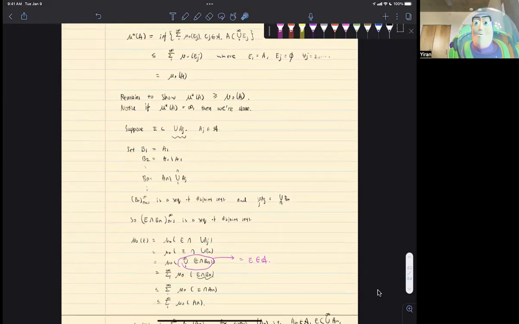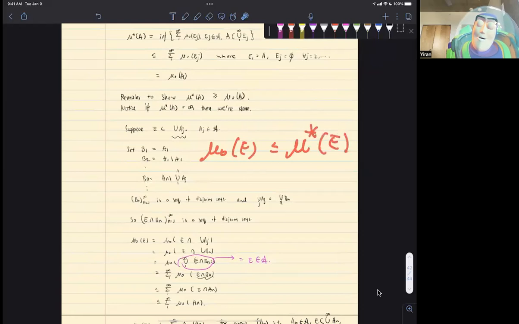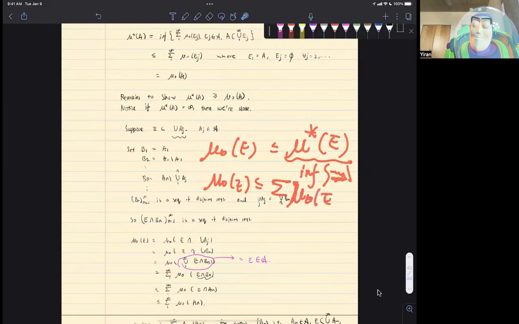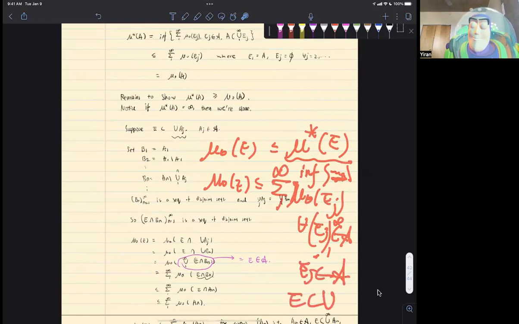So eventually, what do we want to show? We want to show that mu naught of E is smaller than or equal to mu star of E. And we know that mu star of E is equal to the infimum of a collection of elements. The trick here is that if we can show mu naught of E is smaller than or equal to all possibilities of the sum from 1 to infinity, for all E_j in this collection, where E_j is in the algebra and E is a subset of the union of the E_j, then we are done.